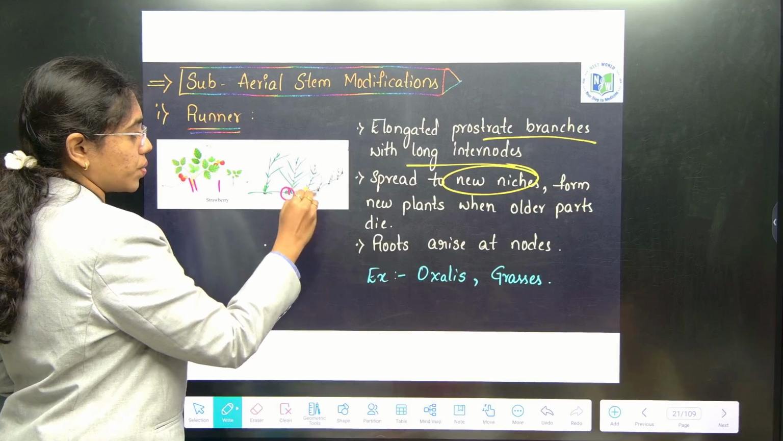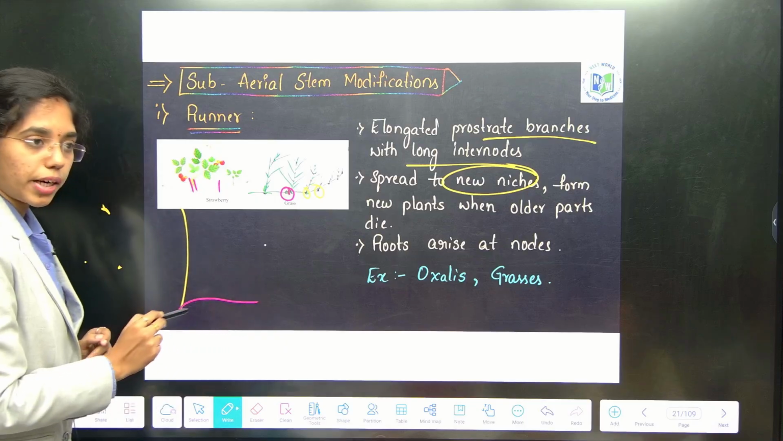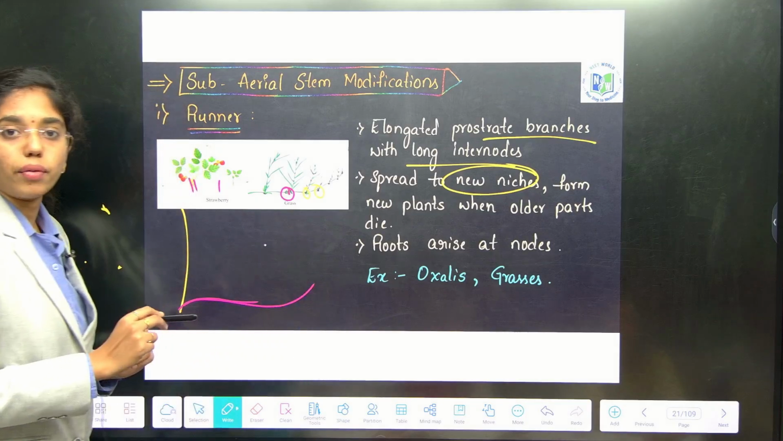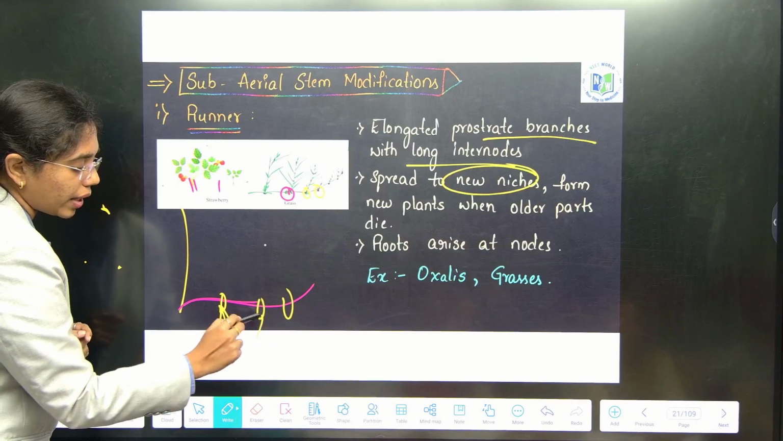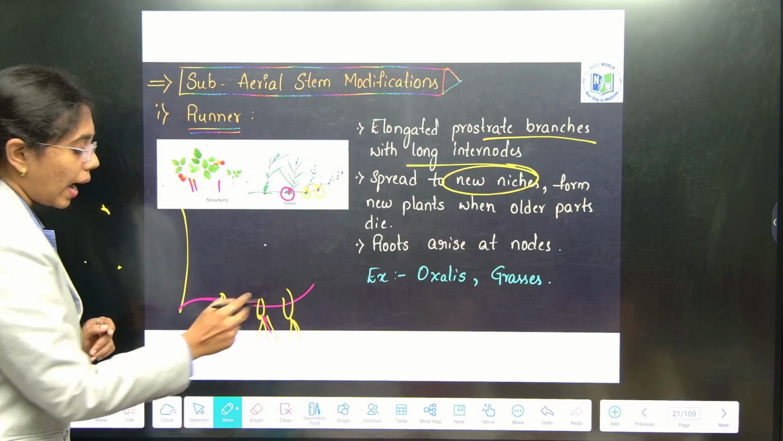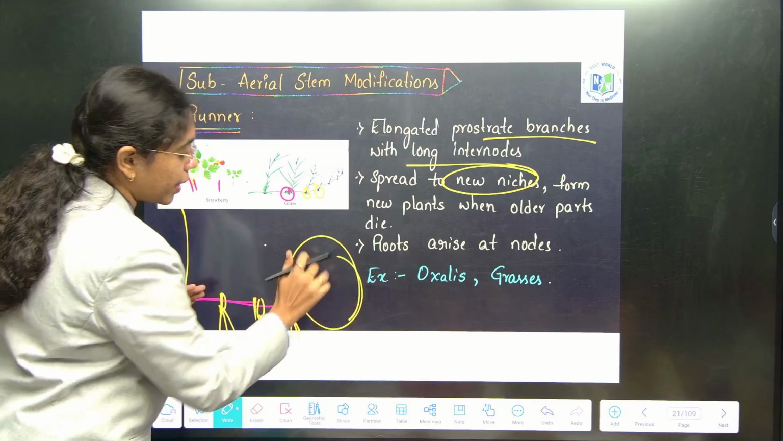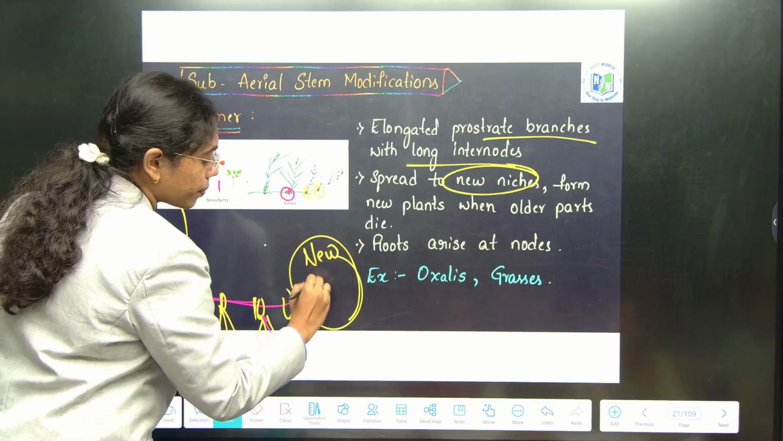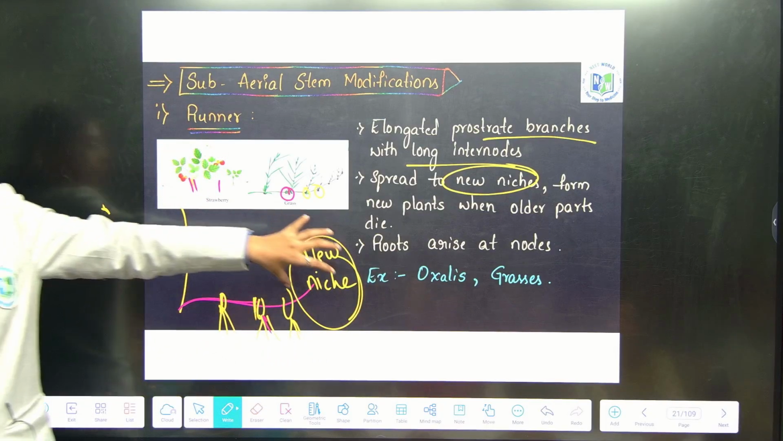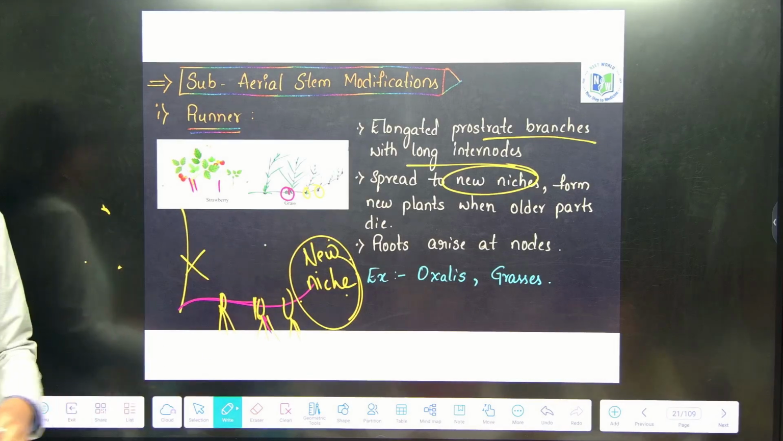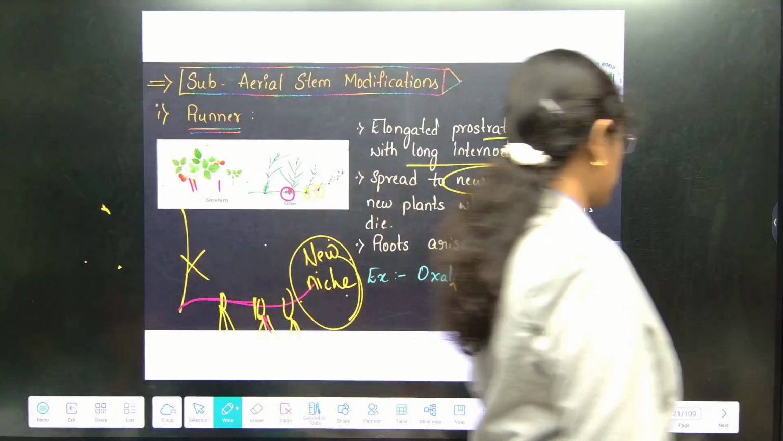Got it? Roots will arise where? At the nodal regions. See, if this is the main branch, lateral branches are prostrate. Prostrate means they are growing horizontally to the ground. To this branch, you have nodal regions, right? At these nodal regions, what are growing? Adventitious roots are growing. And you have longer internodal lengths, so that this prostrate branch is entering into a new niche, new area, new place. And this grows into a new plant when older plant parts die. Clear now about runner? Examples include oxalis and grasses.